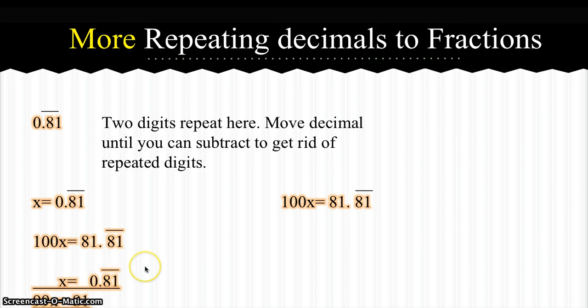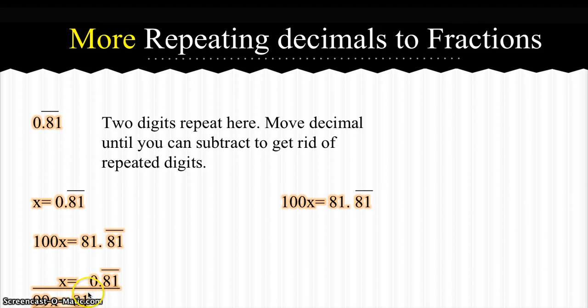So now you might be saying, wow, 99x is equal to 81. Simple, you do the same thing. You divide both sides by 99. The 99s are going to cross each other out on the left. x is going to be equal to 81 over 99, which then reduces to x is equal to 9/11. This is the most difficult it gets in pre-algebra, where you have two digits that keep repeating.